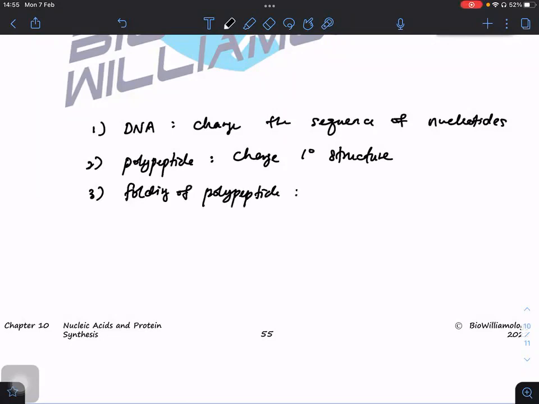And number 3, we talk about the folding of the polypeptide. So it changes the shape of folding, the way of folding. It means that it affects the tertiary or even quaternary structure. It may change the tertiary or even quaternary structure of the proteins. And number 4, we talk about the function. So it may reduce the function in general, or it may have no function at all when we talk about the mutated protein.